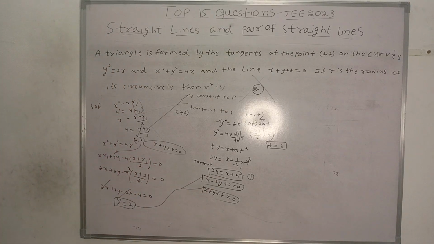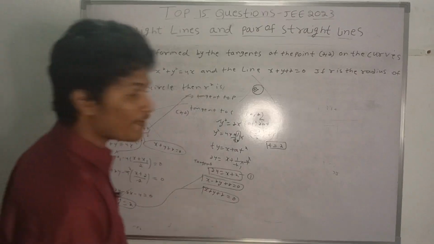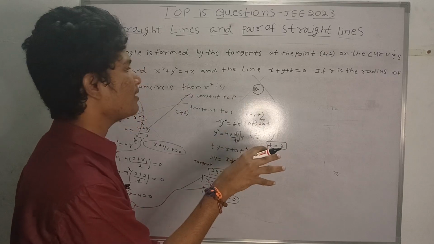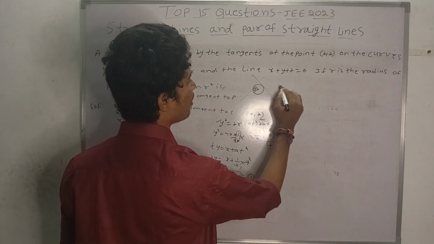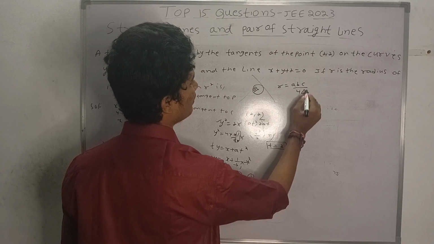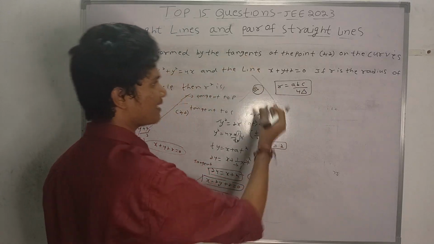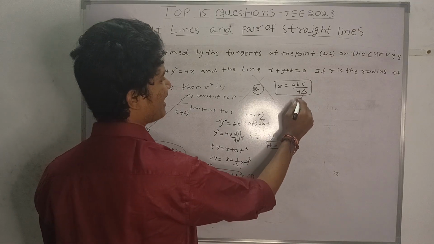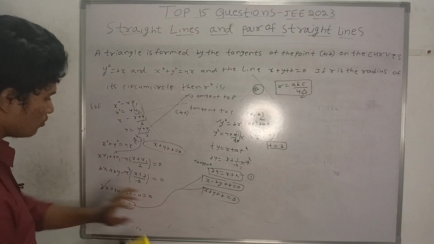So now we have to find the area. Why do we have to find the area? Because in a triangle, if there is a circumcircle, the radius of the circumcircle can be calculated by the formula R = abc/4Δ. This is a direct formula to find the radius of the circumcircle of the triangle. So we have to find the area. So basically the three equations, y = 2.